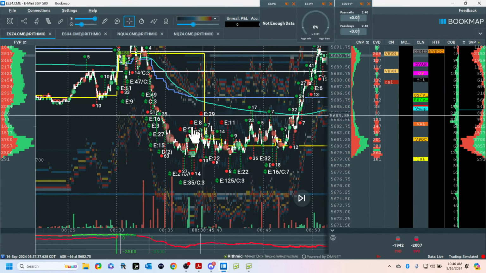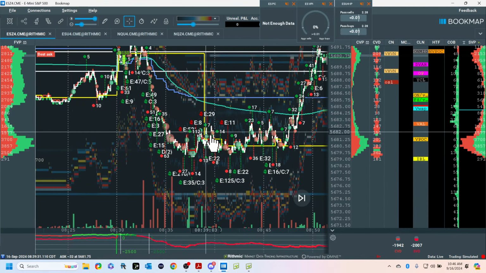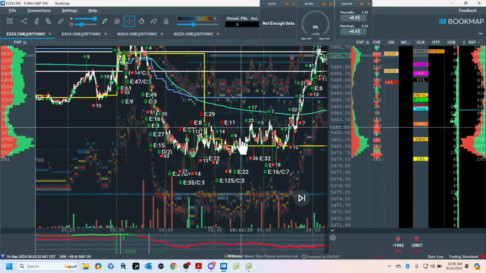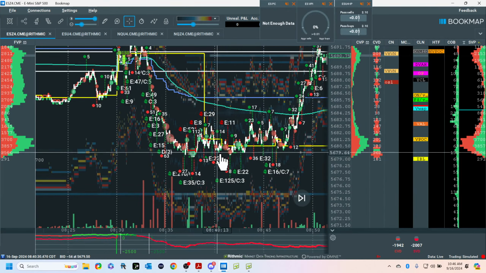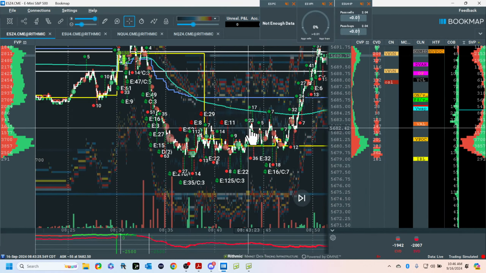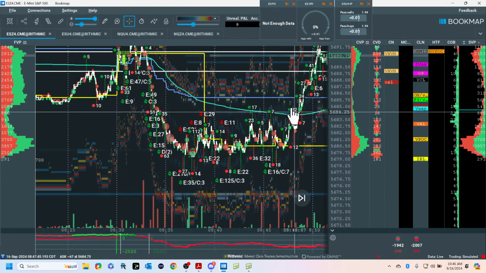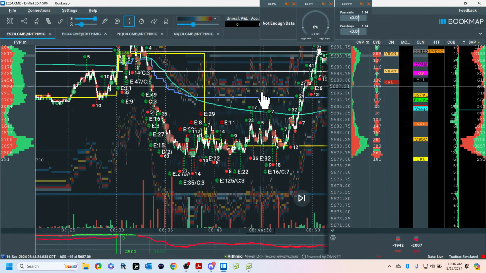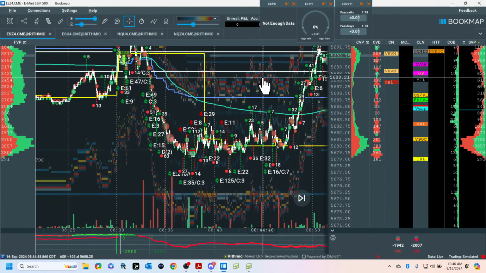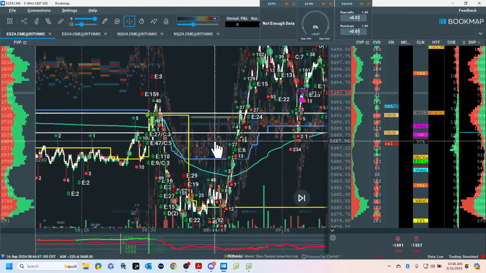So now right here, I'm looking at this and I'm going, what are we going to do here? We have a couple possibilities. Once I cross over here, then there's a possibility of the VWAP, and there's also a possibility of coming back here and testing it. So we're in two-sided trade. Let's look.